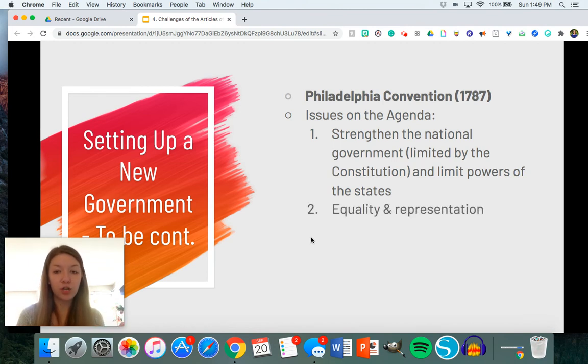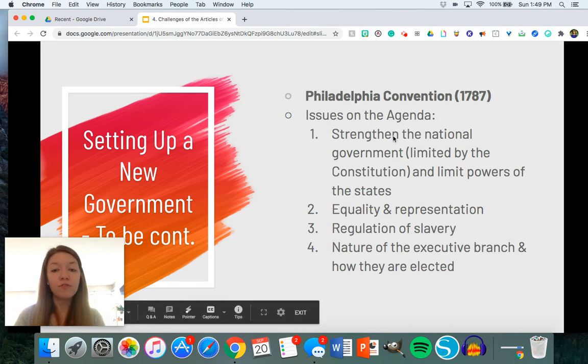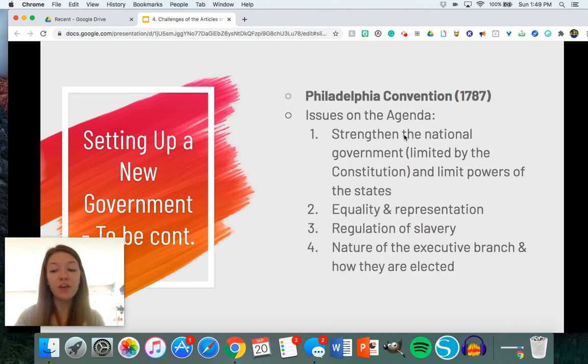Equality and representation are going to be issues on the agenda, as well as the regulation of slavery and the nature of the executive branch and how it is selected. And all of these questions are going to be debated heavily, which we will talk about in our next video. Now, at the Philadelphia Convention, it is important to note that the original plan was to simply revise the Articles of Confederation. But as we will see in our next few lecture videos, that ends up turning into rewriting our entire system of government. So stay tuned for that.